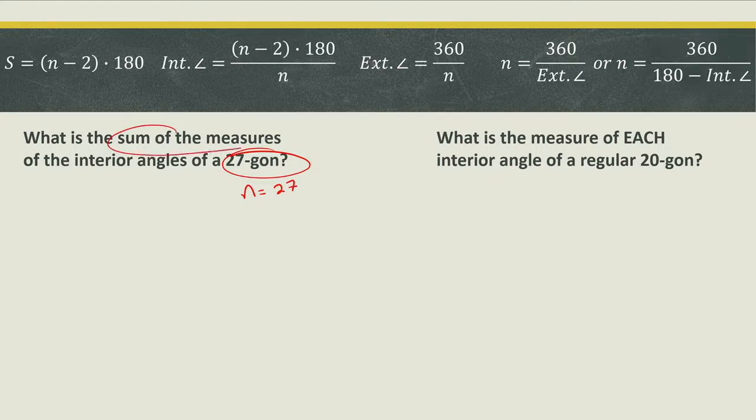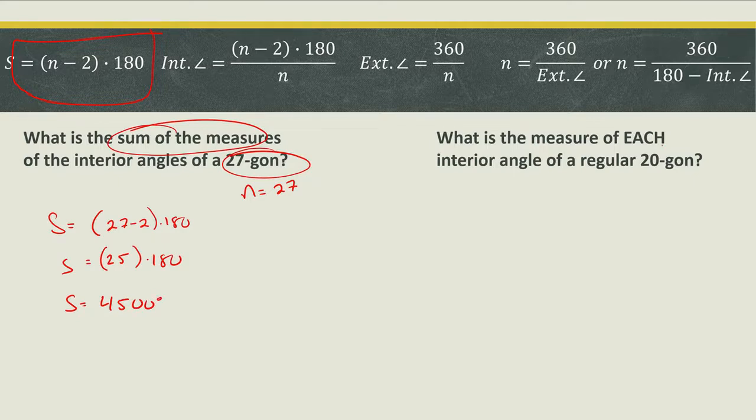Since we're looking for the sum and not any individual angle, we're going to use our sum of interior angles formula. So we have S, which is the sum of the measures of the interior angles, is equal to n, which we said was 27, minus 2 times 180. So we have 25 times 180, and it gives us 4,500 degrees.